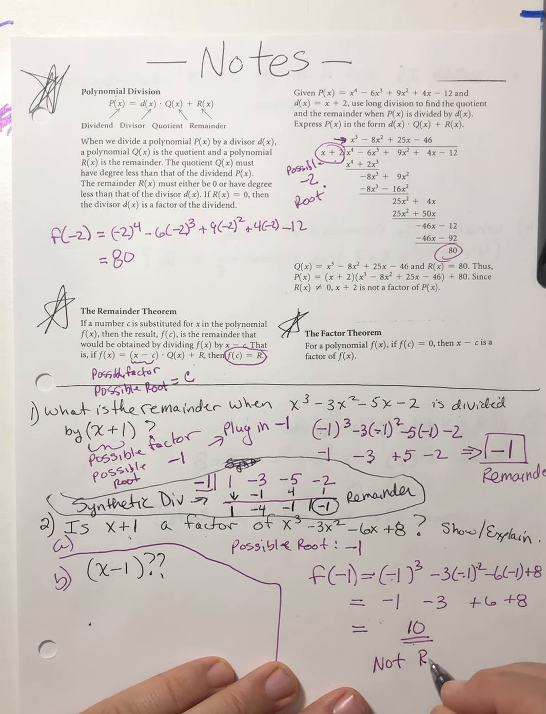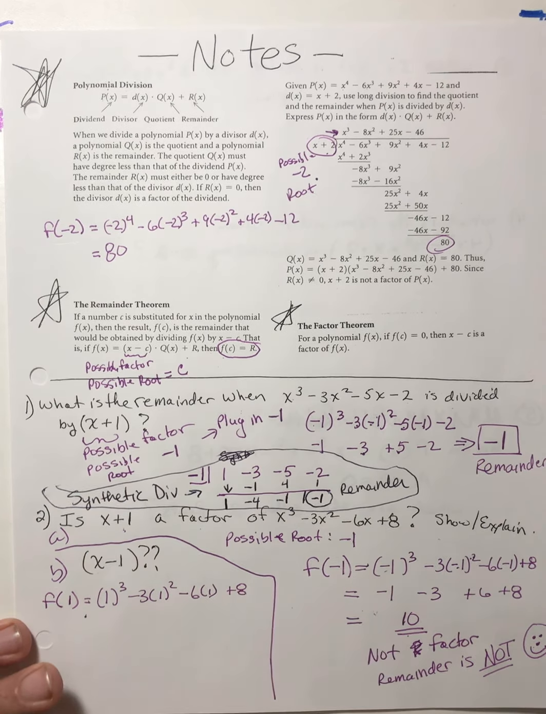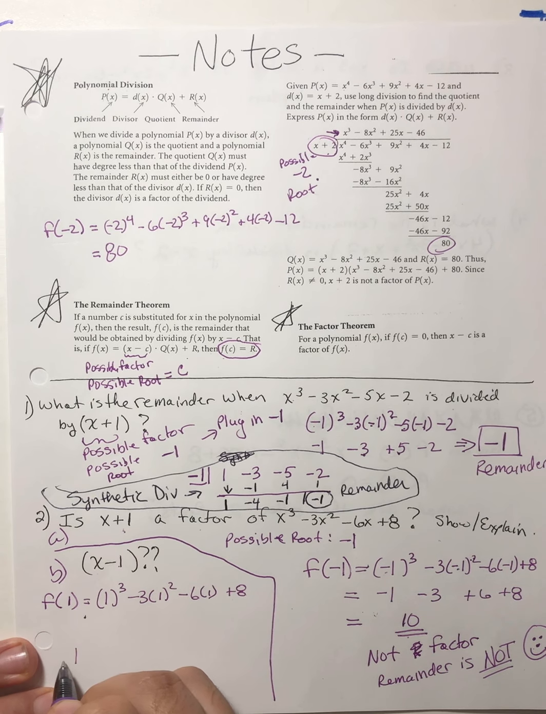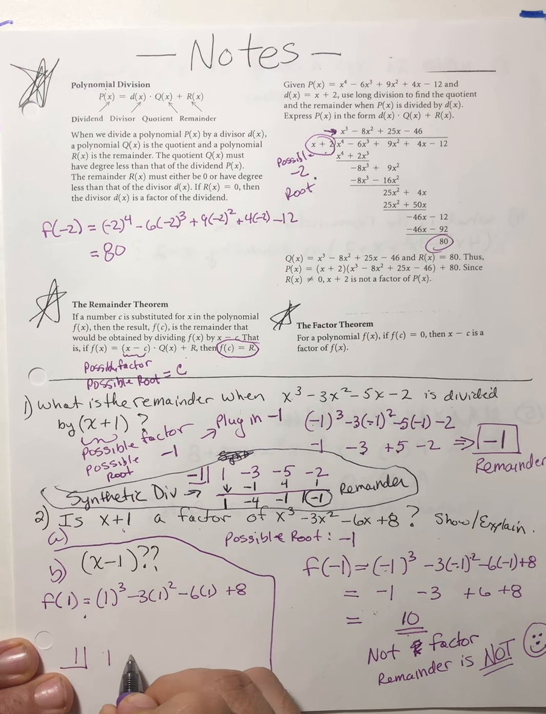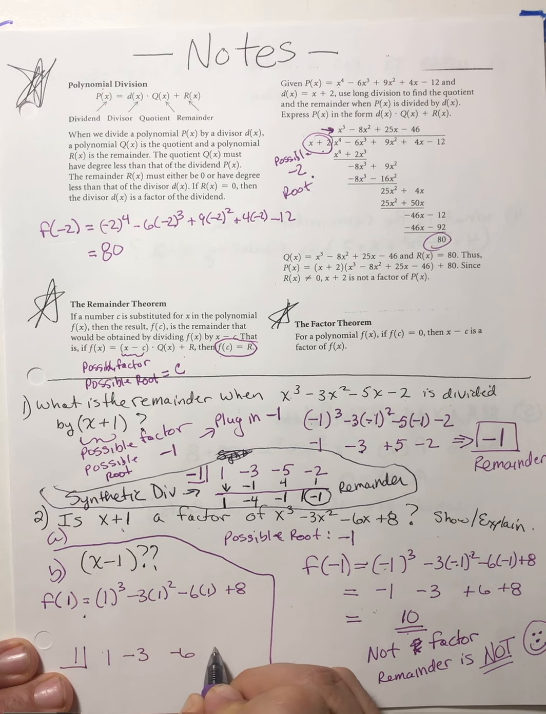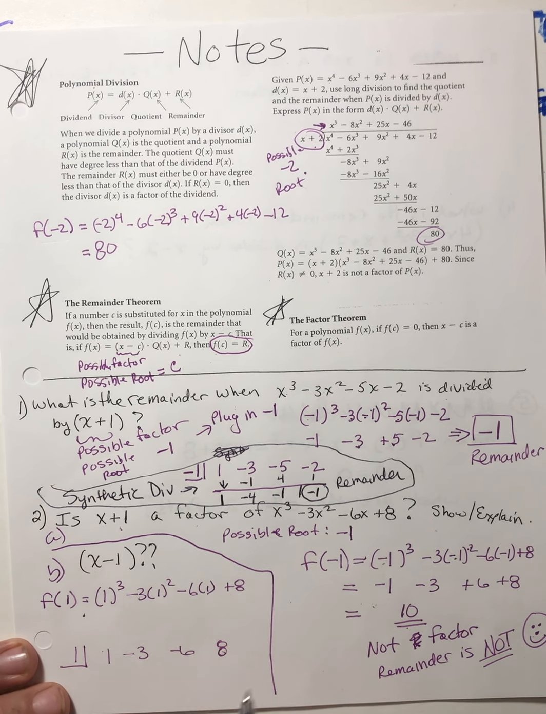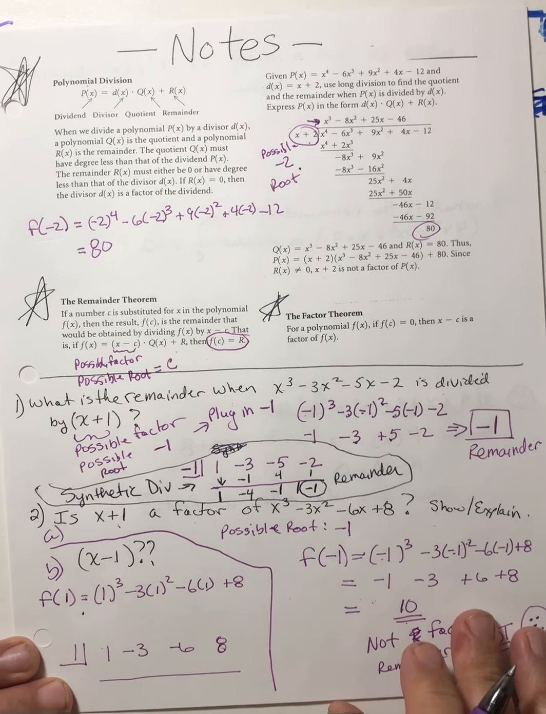All right, so now look at this. So now x minus 1. So we can do the same thing. We can plug it in. So we can do the f of +1 now. Remember, opposite. And we can crunch it out. Or we can do synthetic division. Okay, I'm doing it with synthetic division on this one, I told you.